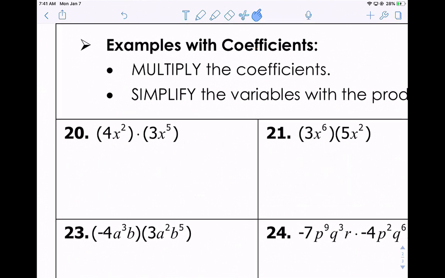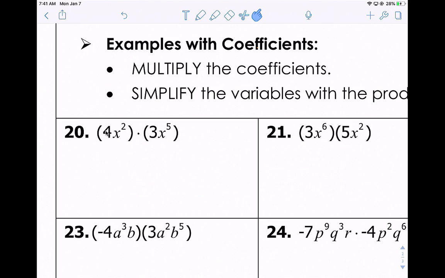So looking at number 20, we're going to multiply coefficients. So our coefficients are 4 and 3. So imagine that x squared and that x to the 5th weren't there at all, and it just said 4 times 3. No one would question that. But when we add in variables, then we start questioning, well, what do I do now? So we multiply just like we always have. So 4 times 3 is 12. And then we leave the x because both of these are x, and all we do is add these together. So 2 plus 5 would be 7. So 12x to the 7.